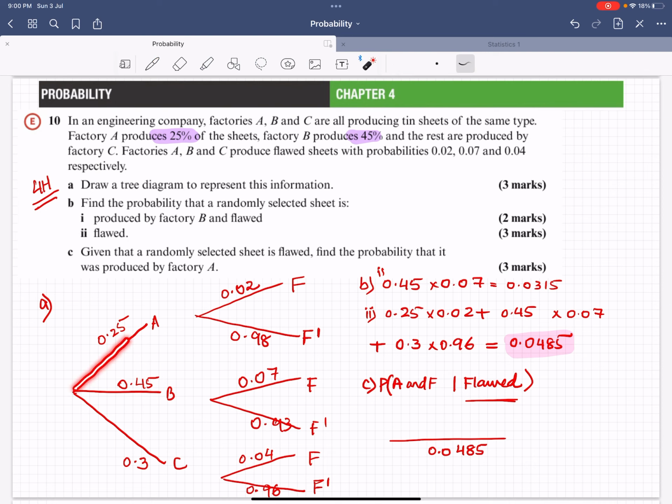The numerator will be A and flawed. So A is 0.25 and flawed, so that is going to be 0.25 into 0.02. And when we work it out, we get the answer as 0.103.